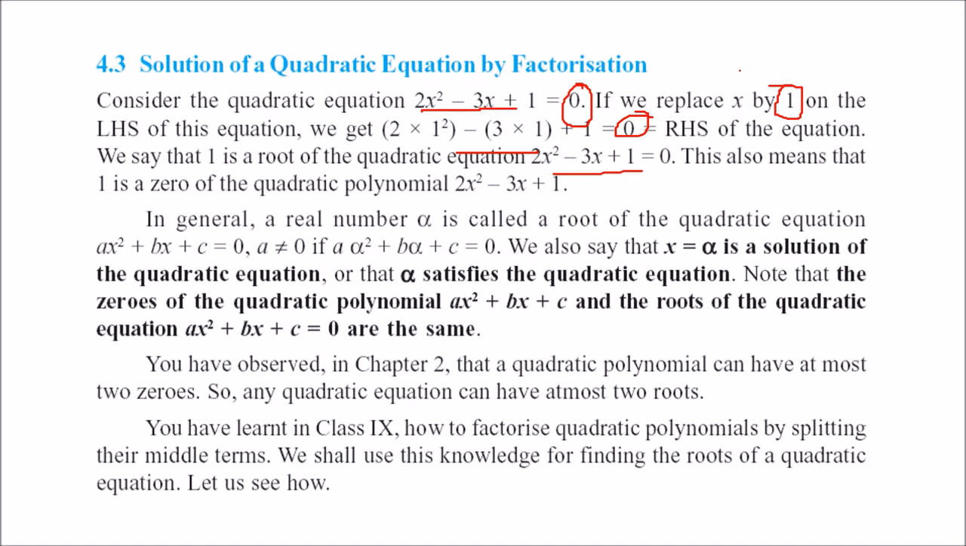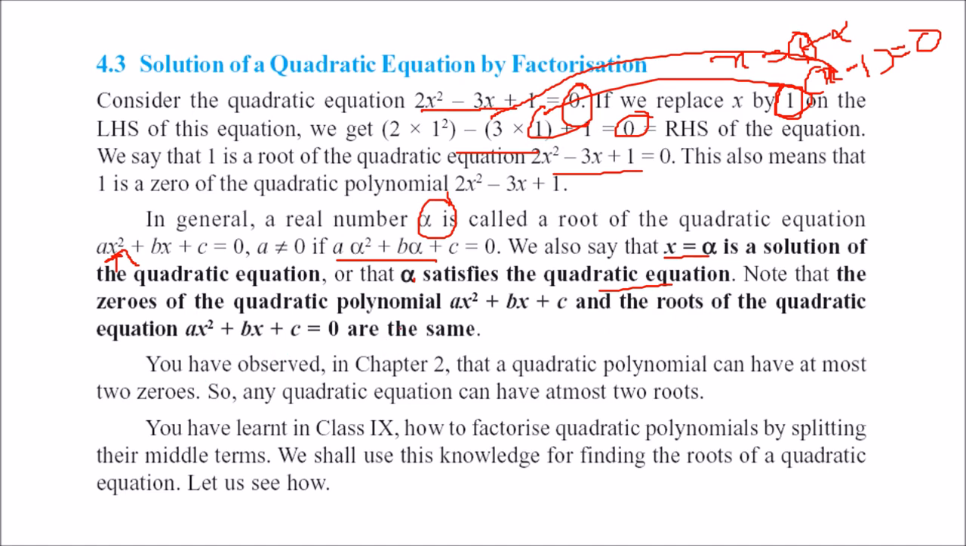That means if we place x as 1, that is x minus 1 equal to 0. This is the factor of this equation. So that is how we will make the factor. So x equal to 1, or say x equal to alpha: any alpha which satisfies this ax square plus bx plus c, when we place alpha in the place of x, so a alpha square plus b alpha plus c equal to 0, this is called the root of the equation. So x equal to alpha is the solution of this equation. Alpha is going to satisfy the quadratic equation.